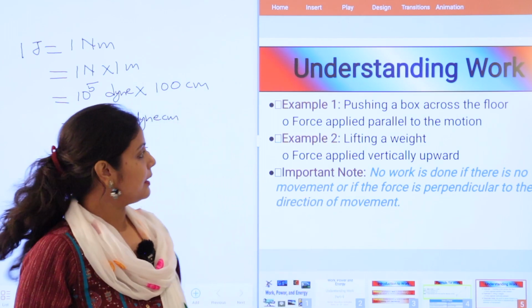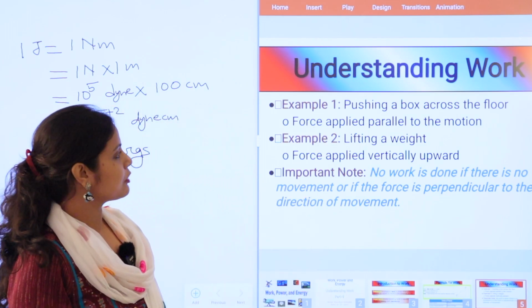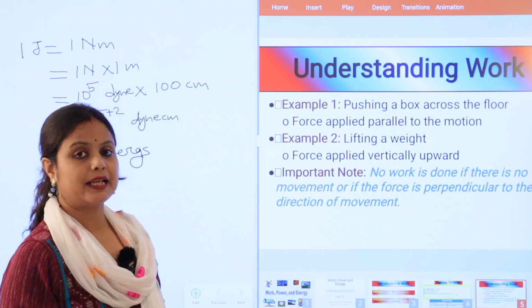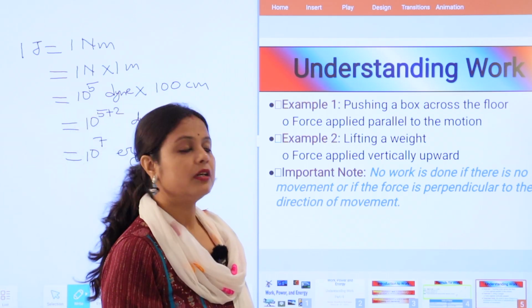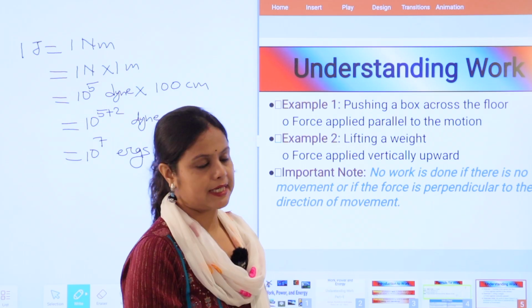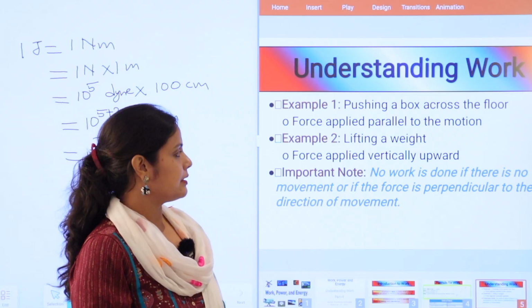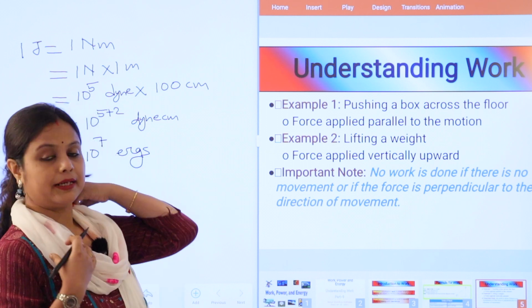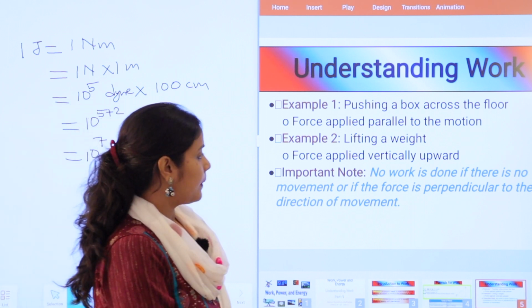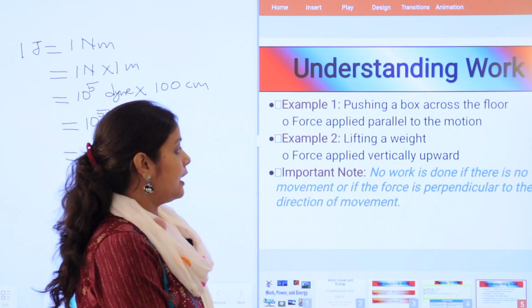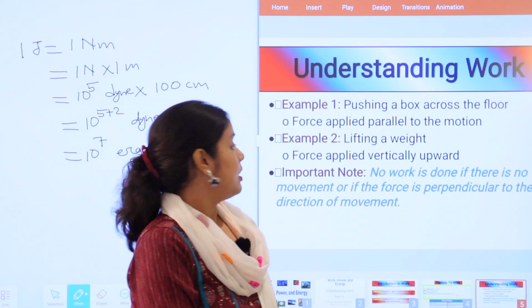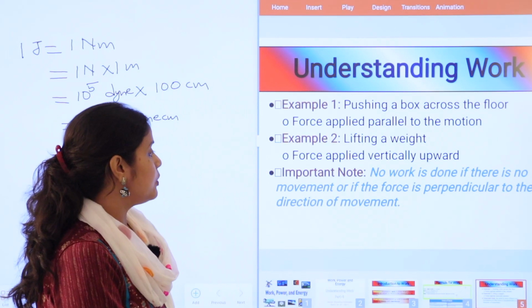For example, example number 1, pushing a box across the floor. Yes, work is done. Along the direction of the motion, the displacement is getting caused. Similarly, in lifting a weight, the force applied is vertically upward. So no work is done if there is no movement or if the force is perpendicular to the direction of movement.